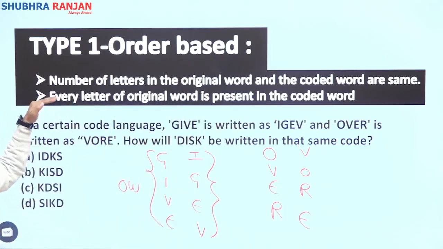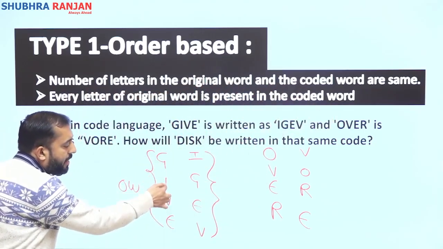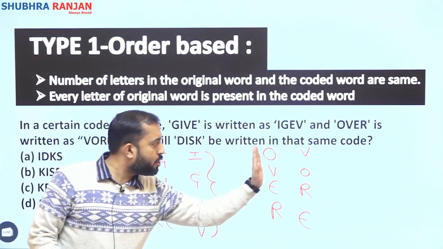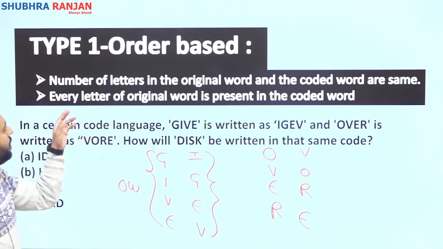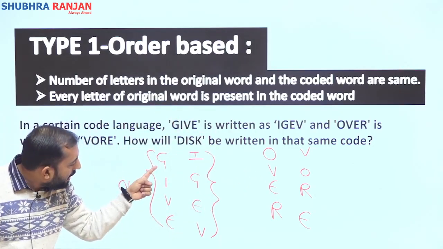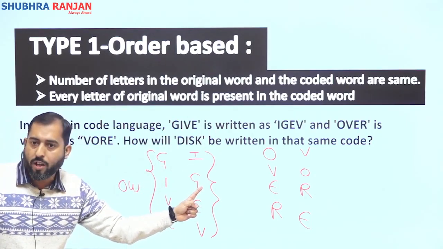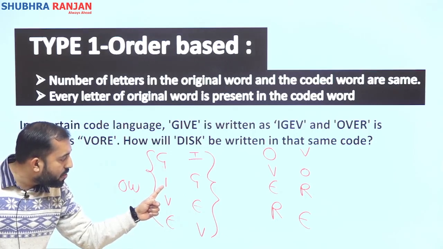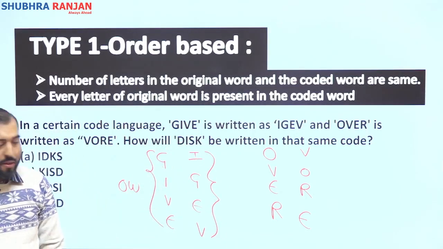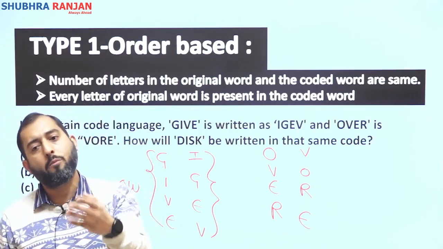Now, the first thing: the number of letters in the original word and coded word are the same. Yes. How many letters are there in GIVE? 4 letters. So in its code, again, how many letters are there? 4. Same is the situation for OVER as well. Next thing, every letter of the original word is present in the coded word. See, in the original word, G is present only once. Similarly, in its code, G is present only once. I is present only once, again I is present only once, and so do all the other letters. If these 2 conditions are met, then definitely that question is from type 1.